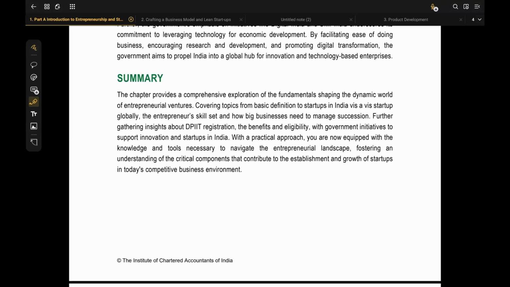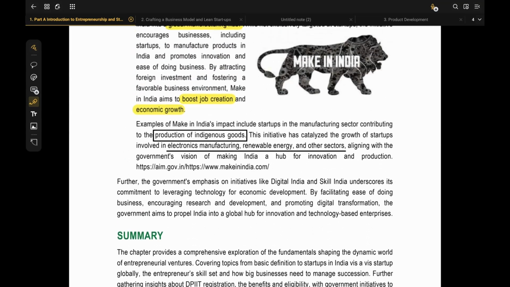So this is the end of the first chapter. I think it has been a bit long. For the first chapter itself, it has taken up to 1 hour.